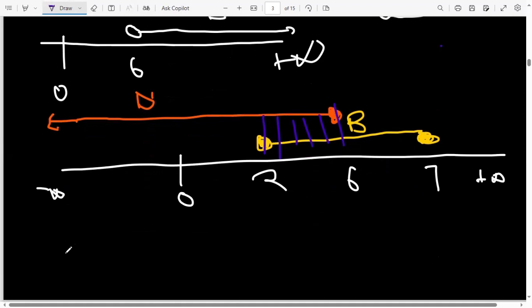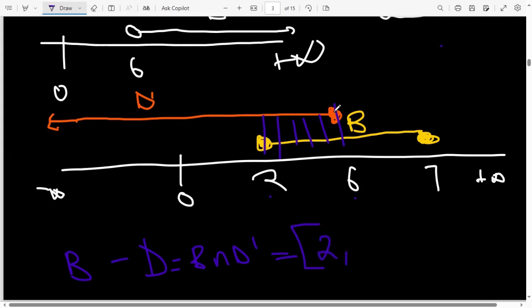So B minus D, which is the same as B intersection D complement, is equal to, from 2 to 6. We see that the 2 is included in the yellow set because it's shaded, and here it is just within the line, meaning it's included. So we write a square bracket, and then 2 comma. And even this 6 here is included, because the red line is shaded and in the blue line it's within the line, so it's included. So we write 6 and then a curved bracket like that.